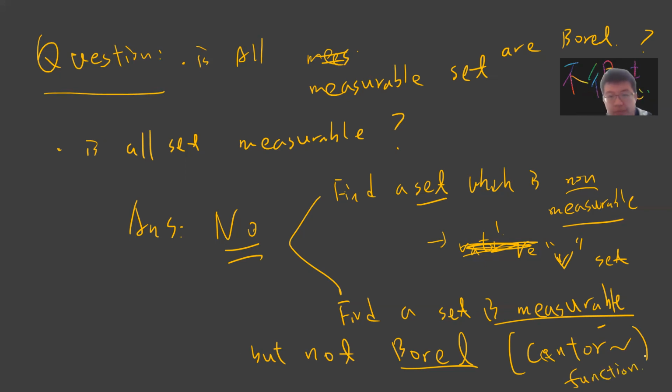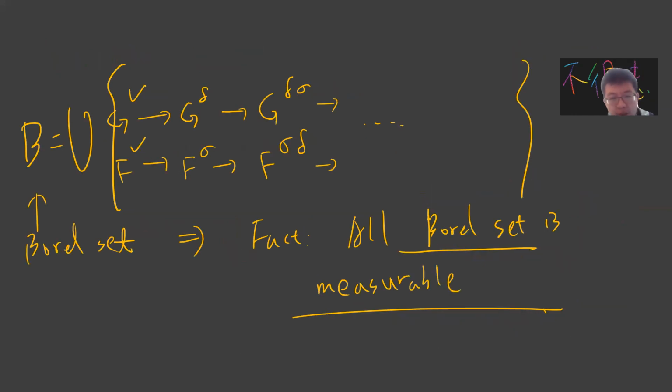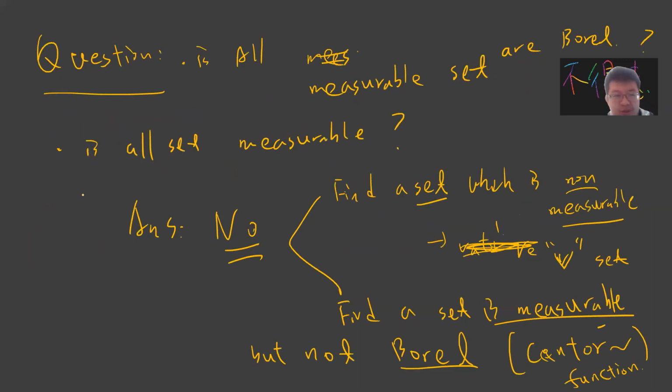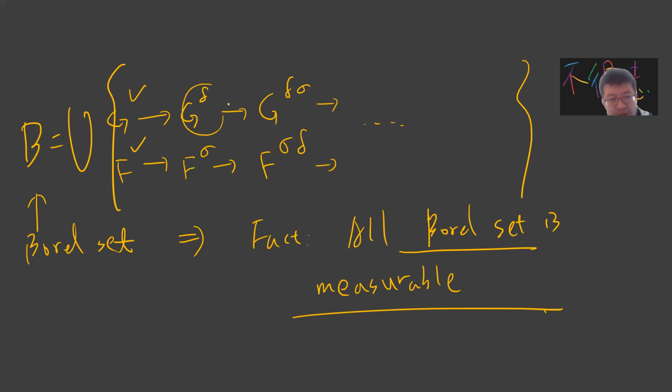Also, one very non-trivial fact is that the levels of the Borel hierarchy are all different. This is also the third fact. Basically, these and these are different, and these are different. Any two of them are different.